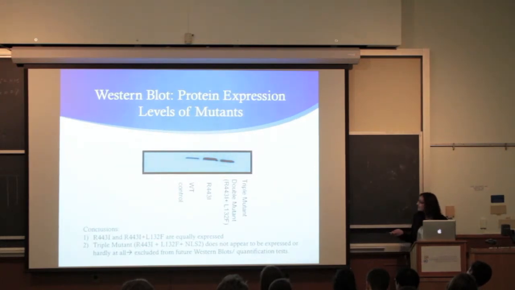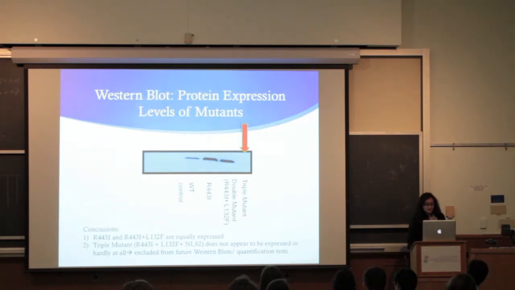And so we have here the control, which has no expression because it doesn't have any MUSOX. There's a wild type where we do see expression of MUSOX. And then there's a single R443 and the double mutant here, and we see roughly equal expression levels. But the important thing is that with the triple mutant here, there is no expression, which means that if it's not being expressed, we can't really test how defective it is. So for future tests that we did, we had to remove that from our future quantification tests.